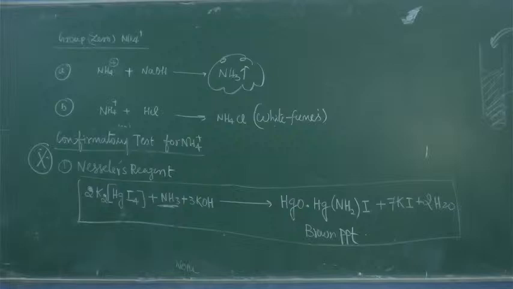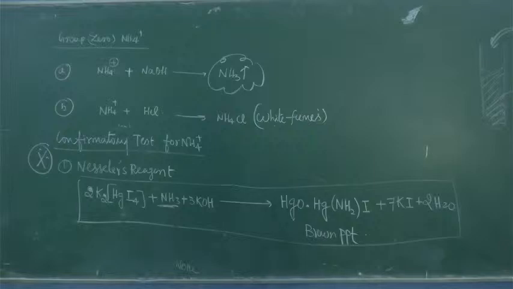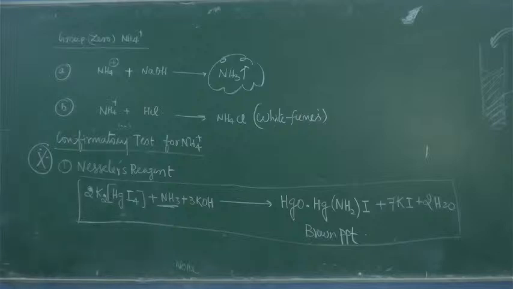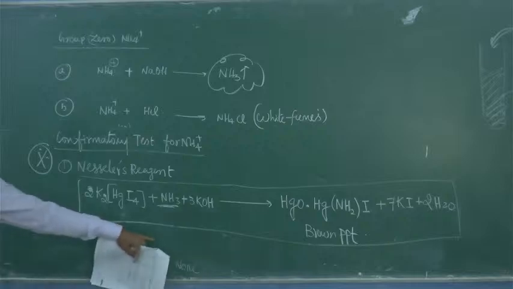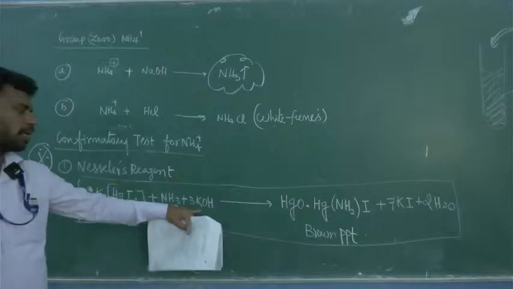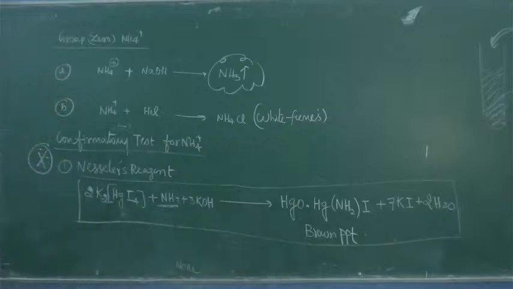Next we will go for group 1. Nessler's reagent is only exclusive for the ammonium ion. Is it clear? So the ammonium ion in the basic medium, ammonia will be there. So you just pause this and read it.